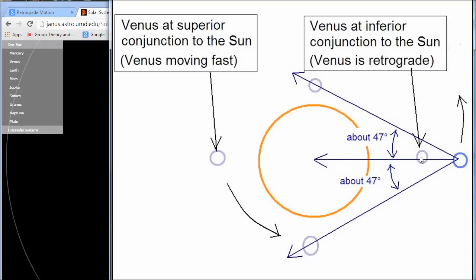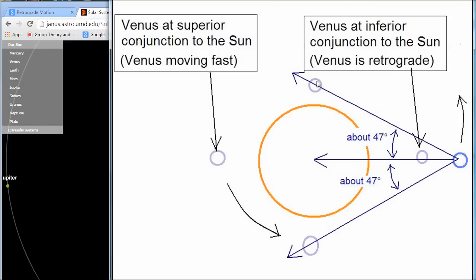Now I'm going to show you the animation, and hopefully with this information you'll be able to follow it. One more thing. When Venus reaches its maximum distance from the Sun, it's about 47 degrees. In this direction, it would also be another 47 degrees in that direction. So Venus never gets very far away from the Sun.